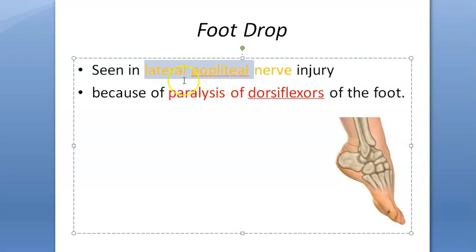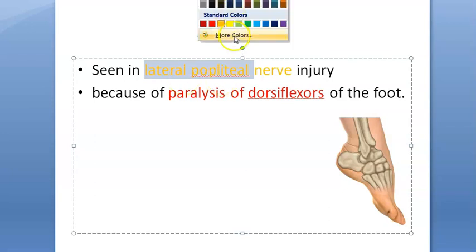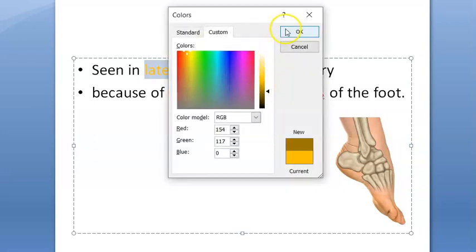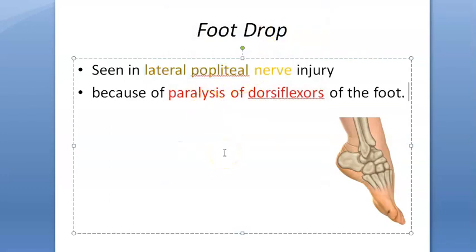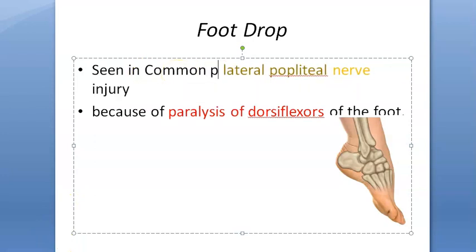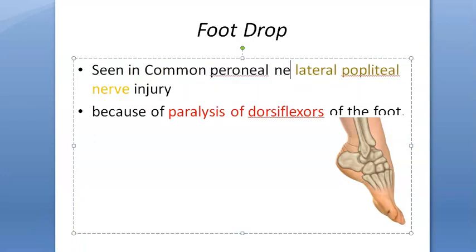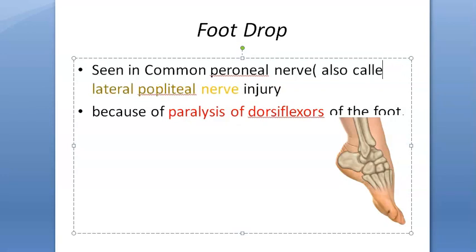Which nerve is injured? Lateral popliteal nerve is injured. From where is this nerve coming? Lateral popliteal. This is nothing but the common peroneal nerve, guys. It's nothing but the common peroneal nerve. So in this common peroneal nerve injury, there will be foot drop.